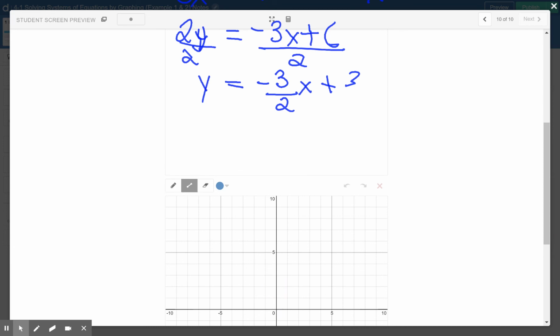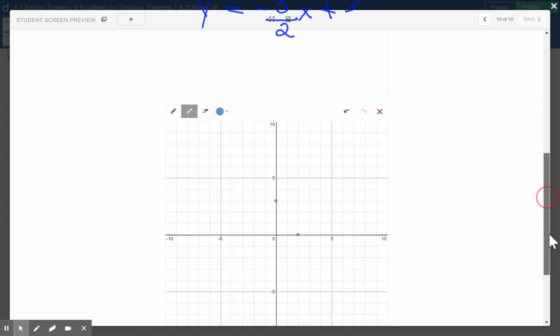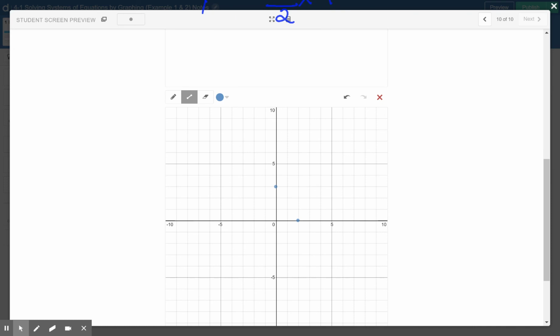So I'm going to begin at positive 3. Go down 1, 2, 3 over 2. I'm going to keep going. Down 1, 2, 3 over 2, over 2, so on and so forth. And then do the opposite. So up 1, 2, 3 over 2, 3 left 2. And since my lines are the same, I'm only going to do this once.